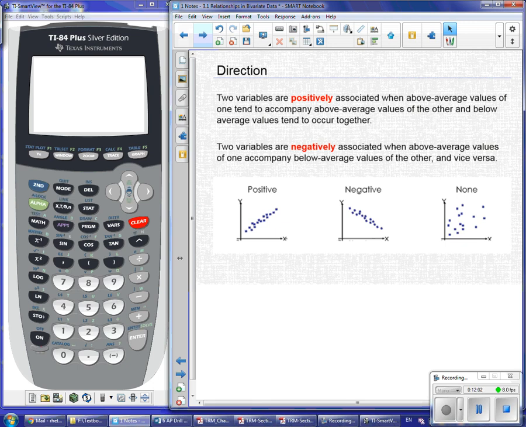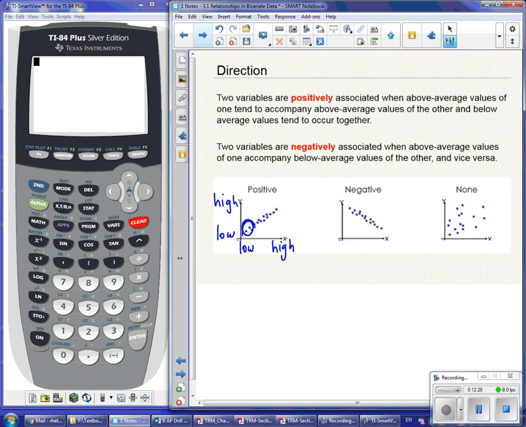You guys have done this in Algebra 1 and Algebra 2. Two variables are positively associated when above average values of one tend to accompany above average values of the other, and below average values of one and the below average tend to occur together. So if I think about my x and y axis, so if this is my x-axis, these are the low values of x, these are the high values of x. These would be my low values of y, these would be my high values of y. And if you think about this area in here, my low values go together. When you think about this, my high values go together.